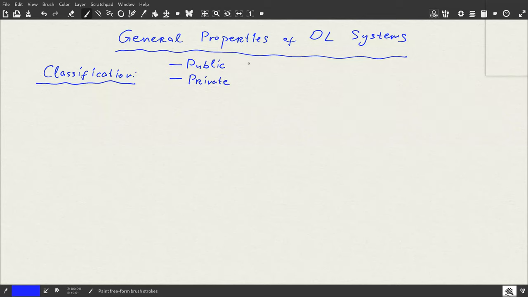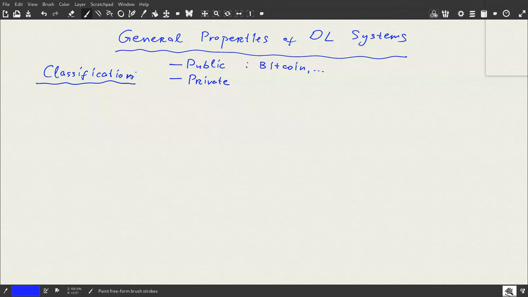So obviously, Bitcoin and other cryptocurrencies, Ethereum as well, are typically public ones. Which means that, what does it mean? How would you characterize, what does it mean that Bitcoin is a public blockchain or a public distributed ledger system?